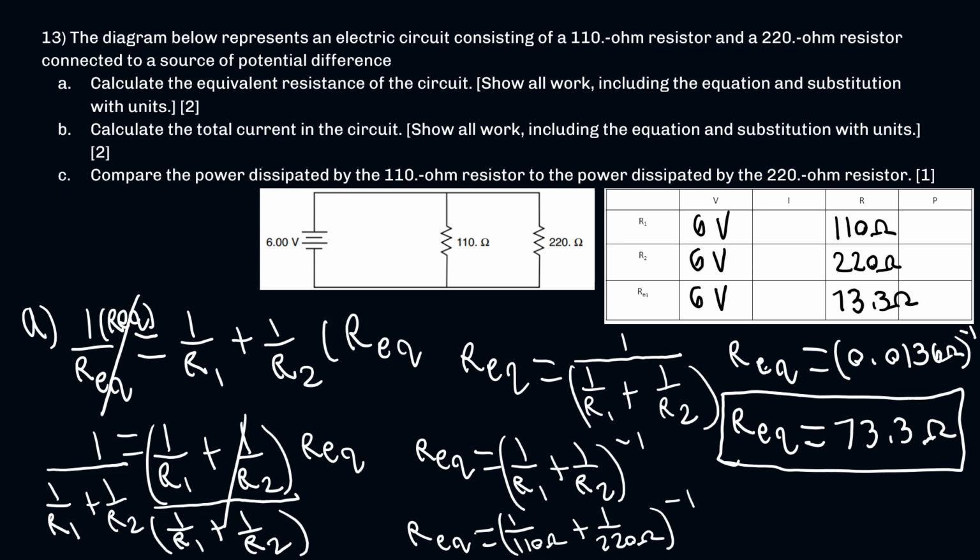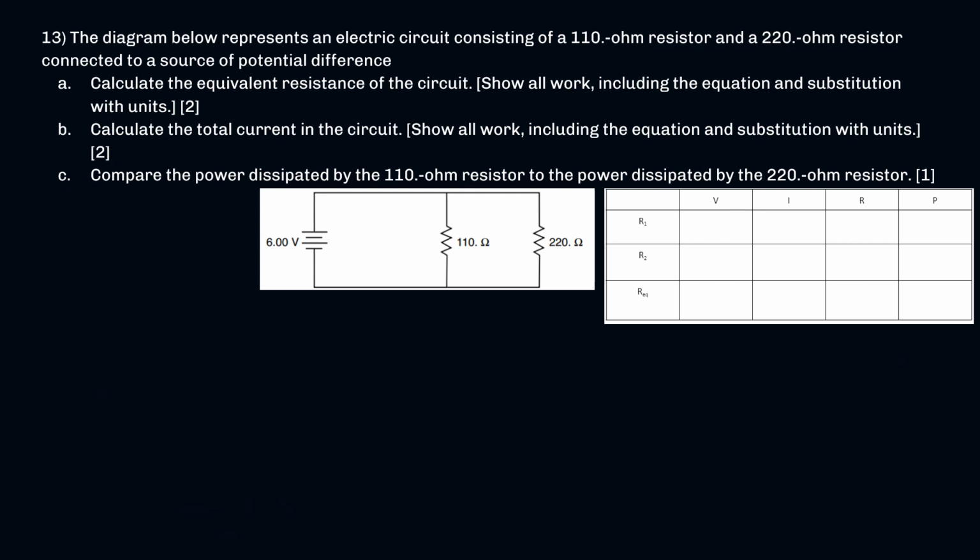There we go. All right, so let's move into parts B and C. We're going to find the total current and compare power from one resistor to the other. All right, so moving into parts B and C here, we have here in part B, calculate the total current in the circuit. Again, show all work, including the equation and substitution with units. And in part C, we're going to compare the power dissipated by the 110 ohm resistor to the power dissipated by the 220 ohm resistor.